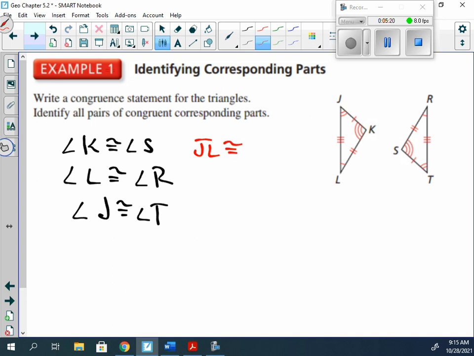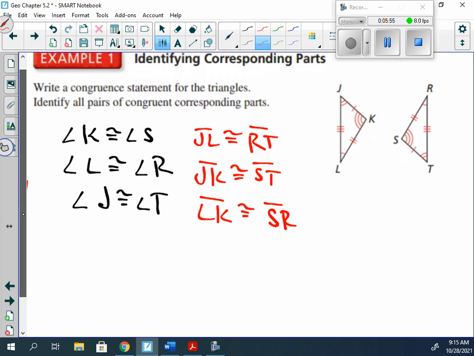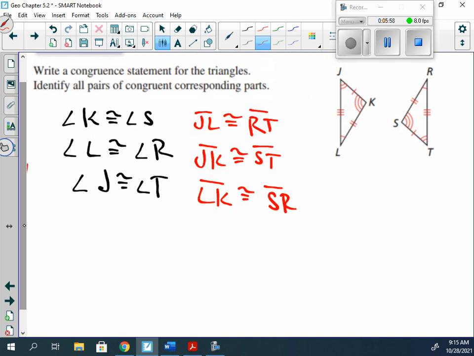JL would be congruent to RT, because both of these lines have 3 of our congruency markers on them. They match up. JK and ST, because each one of those has 1, so they are congruent. They correspond to each other. KL is congruent to SR. So those are all of our corresponding parts.